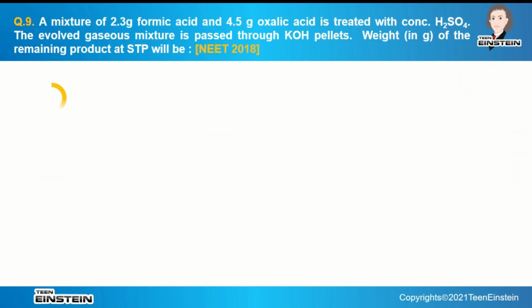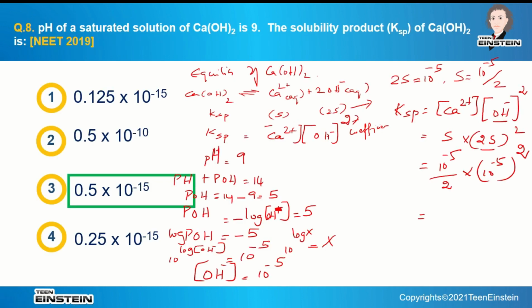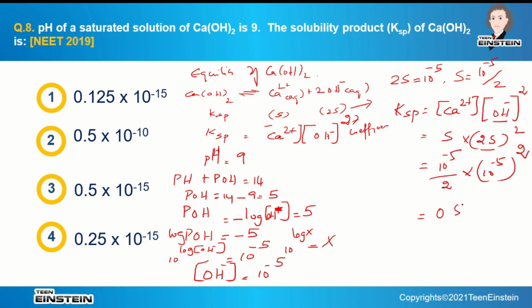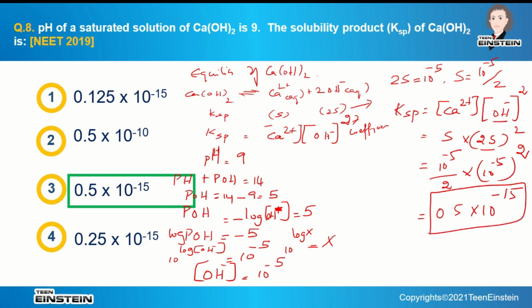So here the final answer is 0.5 into 10 to the power minus 15. So the correct answer is option 3, that is the solubility product of calcium hydroxide is 0.5 into 10 to the power minus 15. Next, move on to the 9th question.